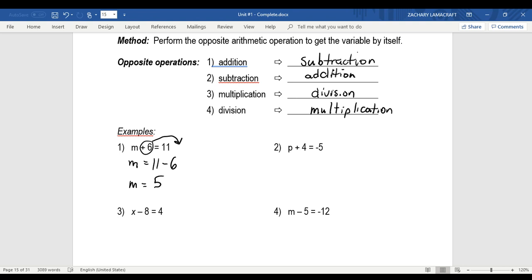Now our next one, what's our variable in that? P, right? Sorry, 2. Yeah, no problem. We're looking at that one, and we know that we want P by itself with the equal sign. So we want P equal to something. So we have a positive 4, or an adding 4. If we bring it to the other side, we're going to want to subtract it. So it's negative 5, subtract 4. And then in this case, we'd have P is equal to negative 9.